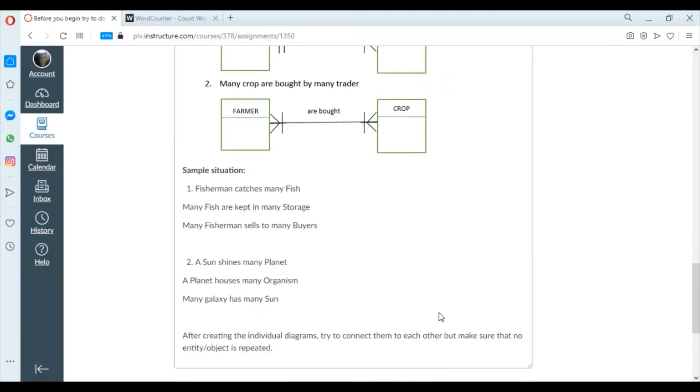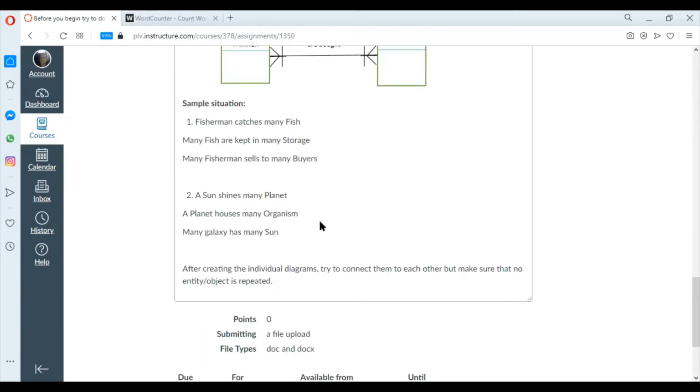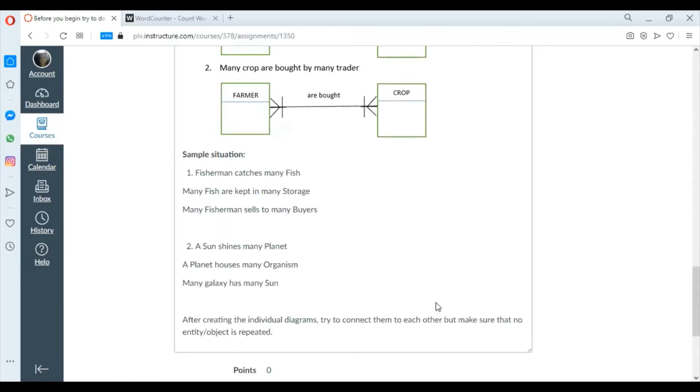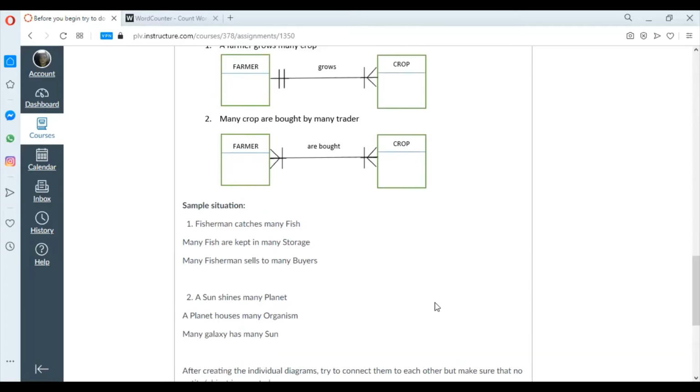Okay. Now, I have given here two sample situations. What I want you to do is to provide the Chen and the Crossport diagram for the two samples. And then after creating the Chen and the Crossport diagram, try to do your best to connect the individual diagrams. So basically we have three diagrams, and then we will try to connect them to each other. But we have to make sure that no object or entity is repeated. Basically, all the objects will have to only appear once.